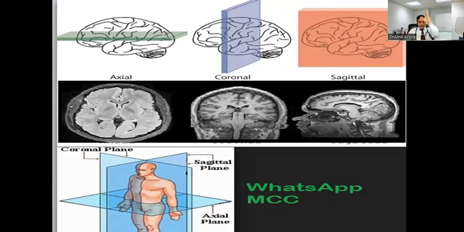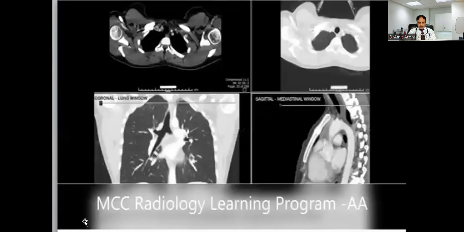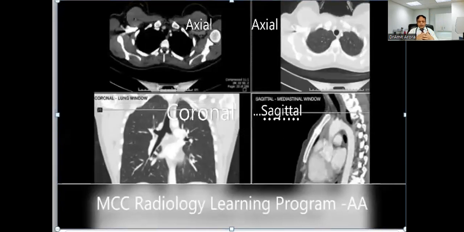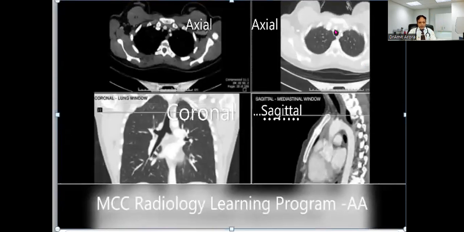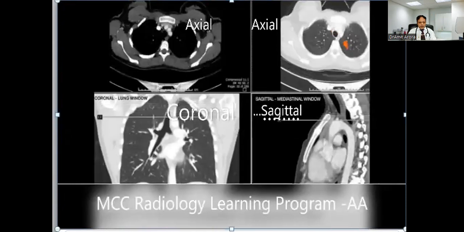Sagittal: simply cut my body into right and left parts for studying. You will get this sagittal view. Very easy to understand. So if you have access to a CT scan machine, you can visit and immediately check the various views, because some pathologies are well visible in the axial plane, others in the coronal, or some in the sagittal section. So here you can see we are moving here. Okay, so we can see here.